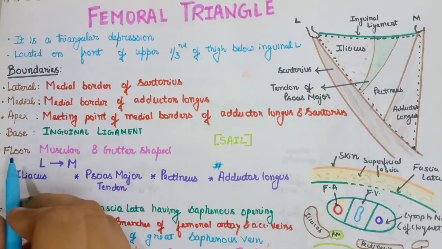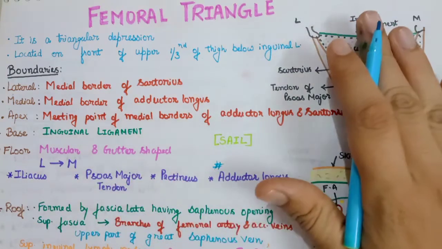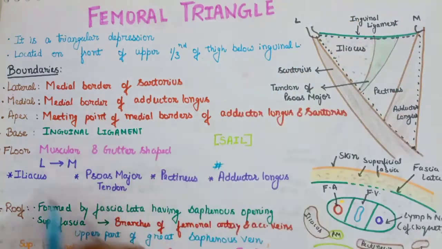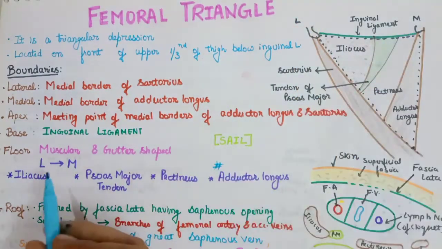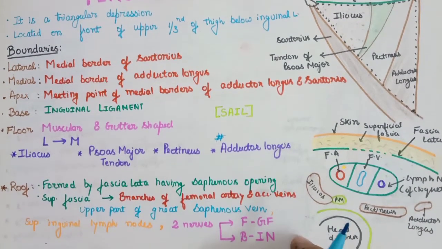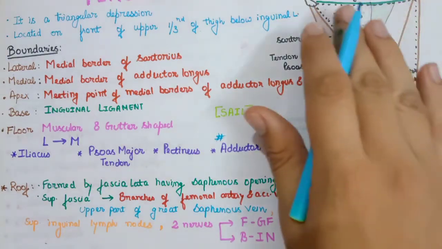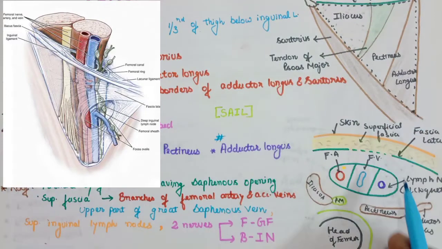The floor is muscular and gutter shaped because it has a depression, as I tried to explain, from lateral to medial side. So from lateral to medial side we have iliacus, tendon of psoas major, Pectineus, and the Adductor Longus. Now look at the roof. We are looking from the front side. If we make a cross section over here and look from above, it will appear something like this.